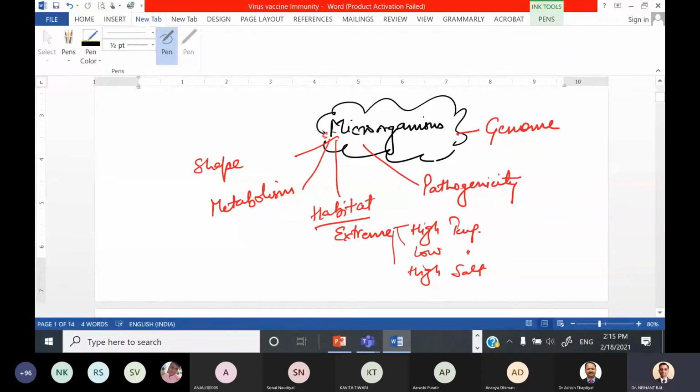So microorganisms, am I audible? Yes, sir. Okay, good. So microorganisms show diversity in different aspects. They show diversity in their morphology, that is shape. You will find different types of shapes of microorganisms. Their metabolic pathways are different. They follow different cycles to get nutrition. The basic nutritional requirements of microorganisms vary. Likewise, their habitat varies, their pathogenicity and disease causing ability varies, their genome varies, and hence the immunogenicity.